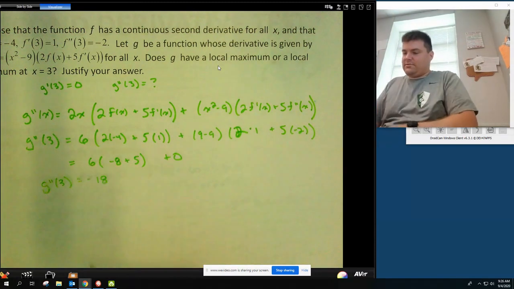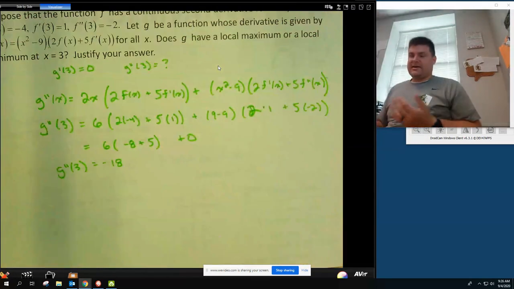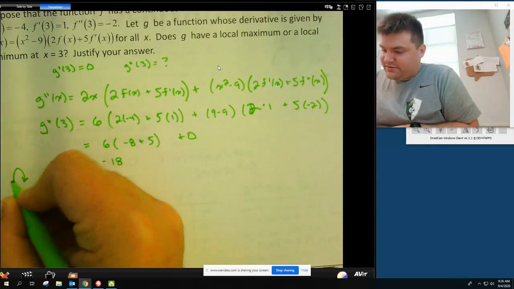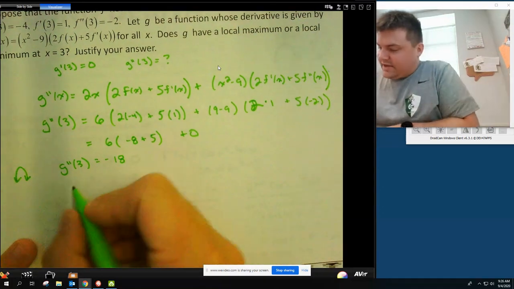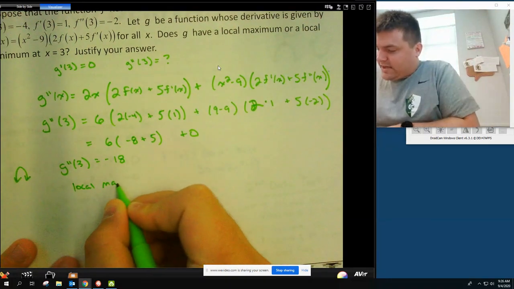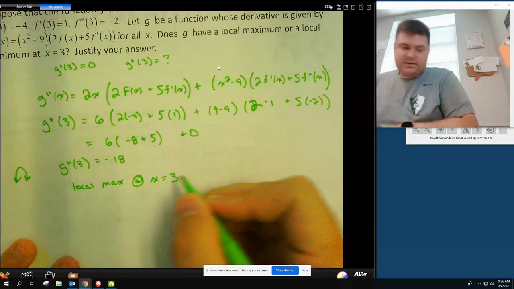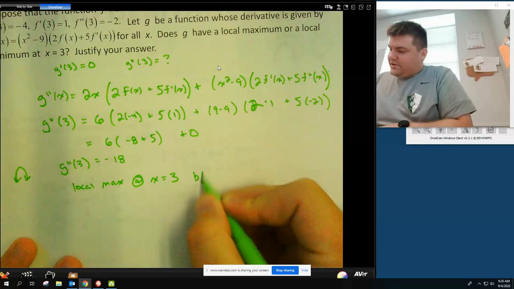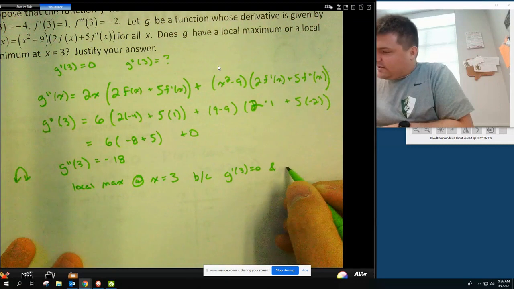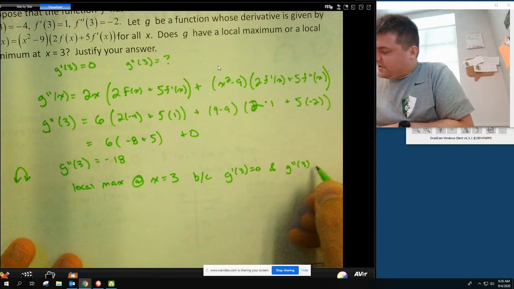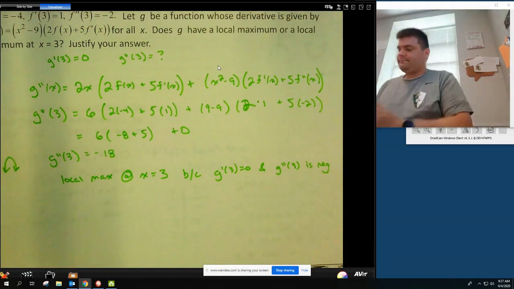And that's it. So what do we have here? Is this a local maximum or minimum? It's concave down. Again, if you want to draw it, down is a frown. That's going to be a local max. So it's going to be a local max at x equals 3, because g prime of 3 is equal to 0 and g double prime of 3 is negative. And that's good enough.